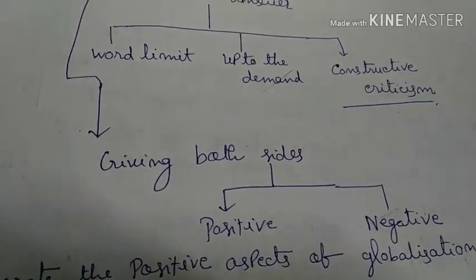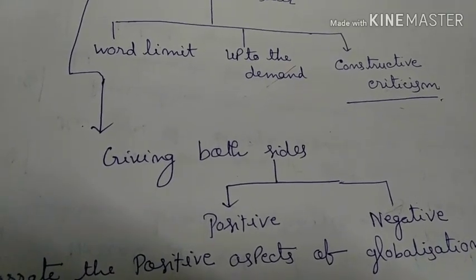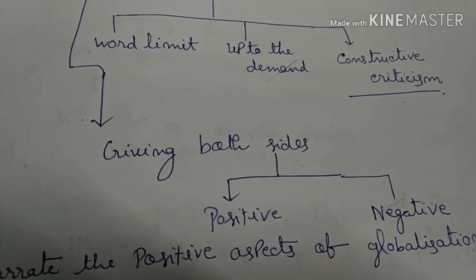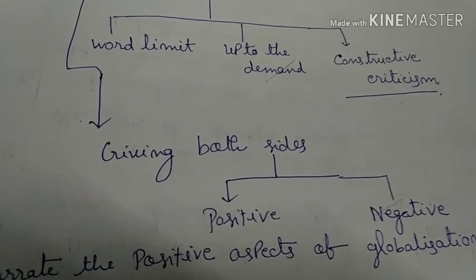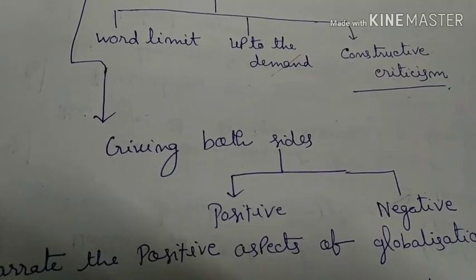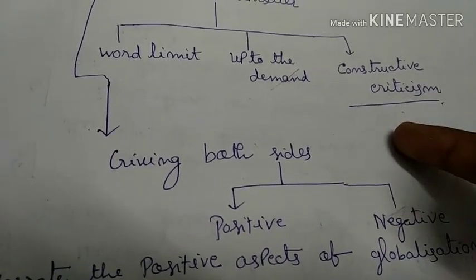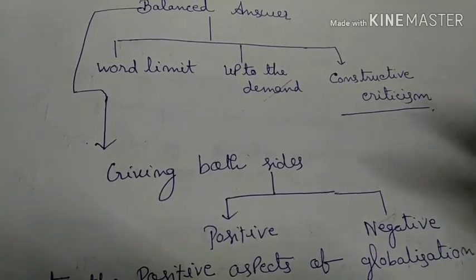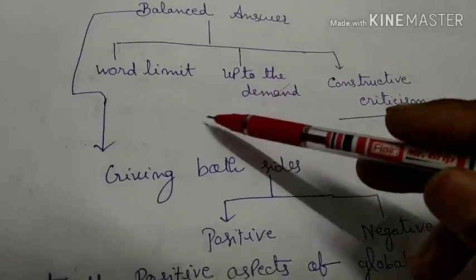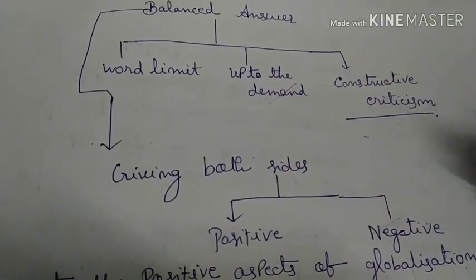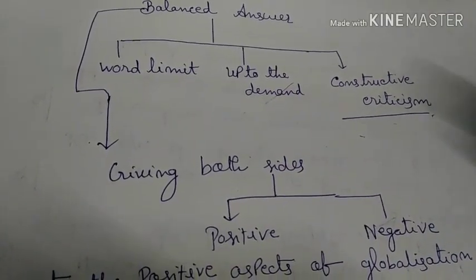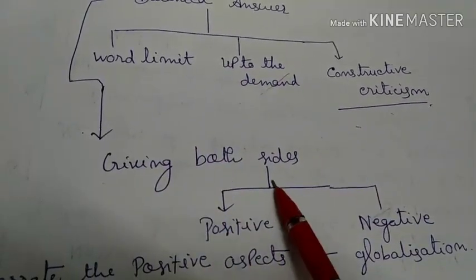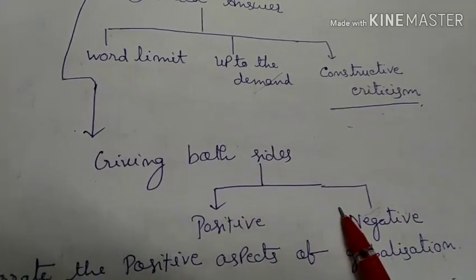Constructive criticism, that means we have criticized in a very constructive way, without harming anyone's reputation, without taking anyone's personal name, or without giving any bad comment. From that perspective also, our answer is balanced. But in this lecture, we are not going to discuss the balanced answer from these three perspectives. Our motto here is to throw light on another perspective of a balanced answer, and that is giving both sides, that means positive and negative.